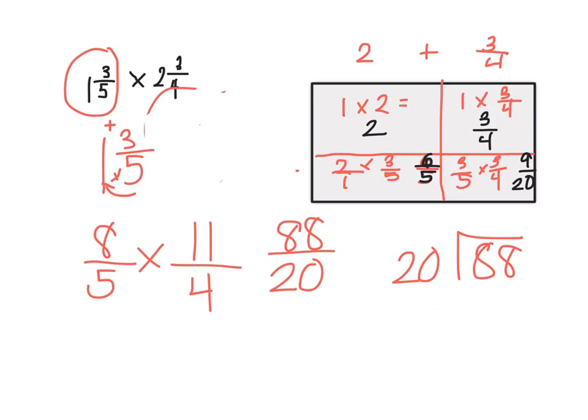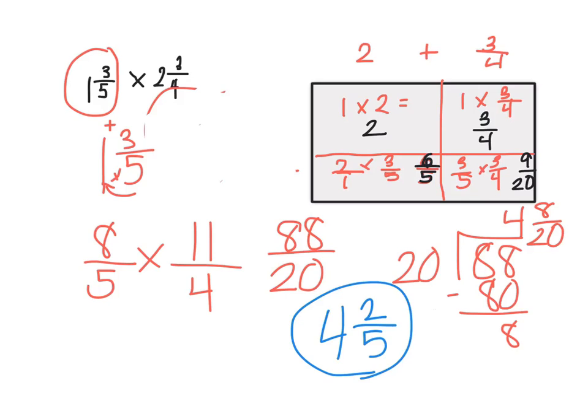20 goes into 88: 20, 40, 60, 80, 4 times. I get 80. When I subtract, I get 8, so 4 and 8/20. Then I am going to simplify by dividing 8 by 4 and 20 by 4. When I do that, I'm going to get that familiar answer of 4, and 8 divided by 4 is 2, 20 divided by 4 is 5. 4 and 2/5. I hope you see that that is definitely easier.